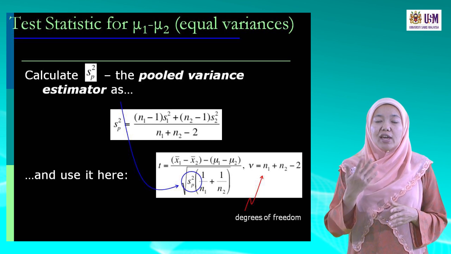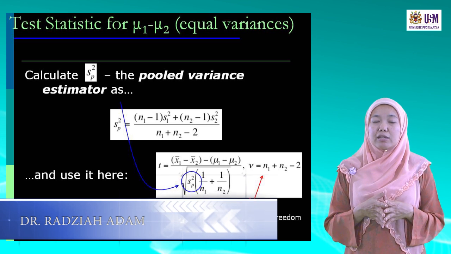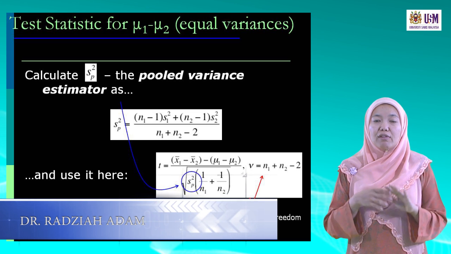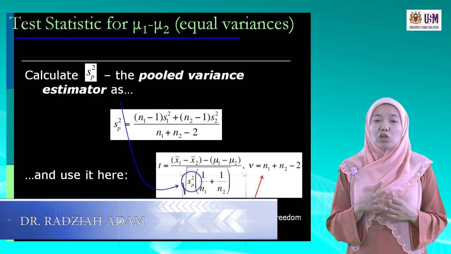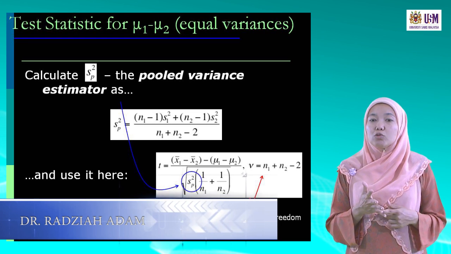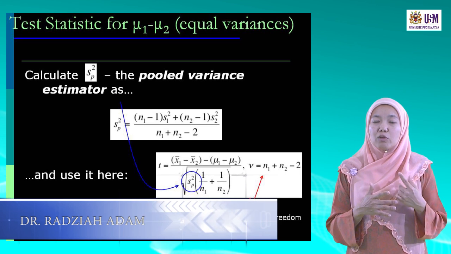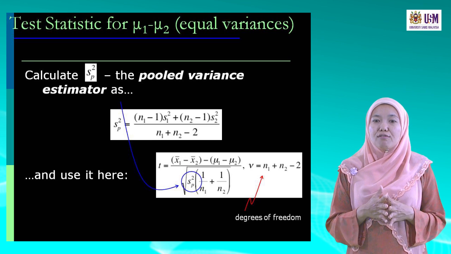And then you add to that n2 minus 1, the degree of freedom for the second sample, in brackets, multiplied with S2 squared. So you have everything there on top, the numerator, and you divide everything with the combined degree of freedom, the denominator, n1 plus n2 minus 2. So this is actually taking a weightage of the two samples by using the degree of freedom.